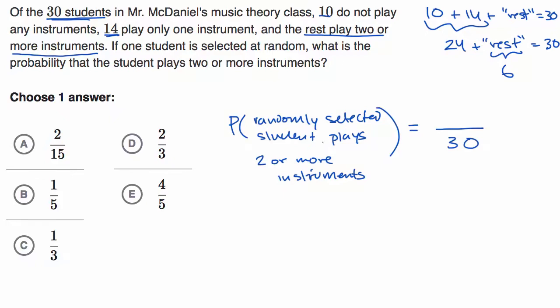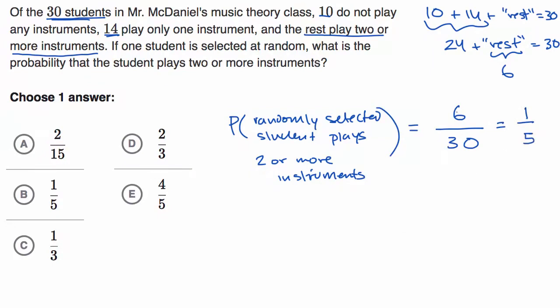So the probability of a random student playing 2 or more instruments, well, it's the number of students who meet that constraint, 6, over the number of possible students, so 6/30ths. Well, when you look at the choices, you don't see 6 over 30, but that's because we can rewrite this fraction. Let's see, 6 and 30 are both divisible by 6, and so if you divide the numerator by 6, you get 1, and you divide the denominator by 6, you get 5.